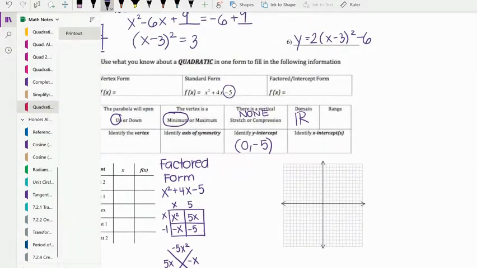So factored form, we know the a value is 1, so I don't have to worry about that. But this would be x plus 5 and x minus 1. So now that we have factored form, we now know our intercepts. If we were to set those equal to 0, we would get negative 5, 0 and 1, 0. Again, we get those by saying x plus 5 equals 0, and then you would subtract 5. x minus 1 equals 0, you would add 1.